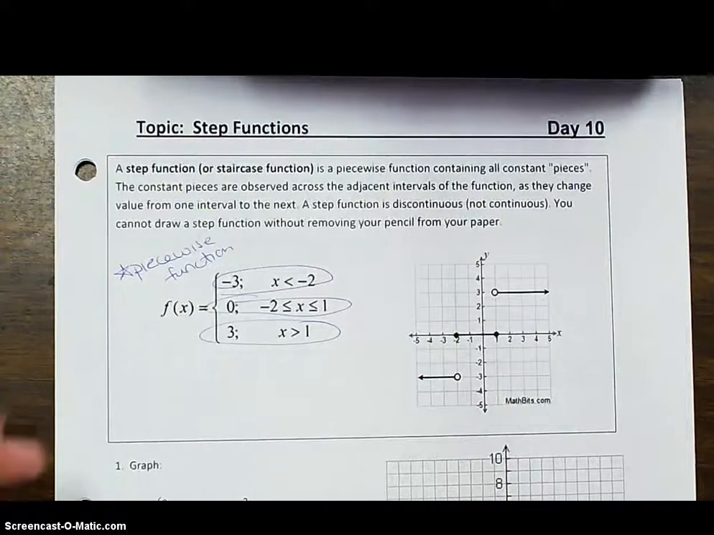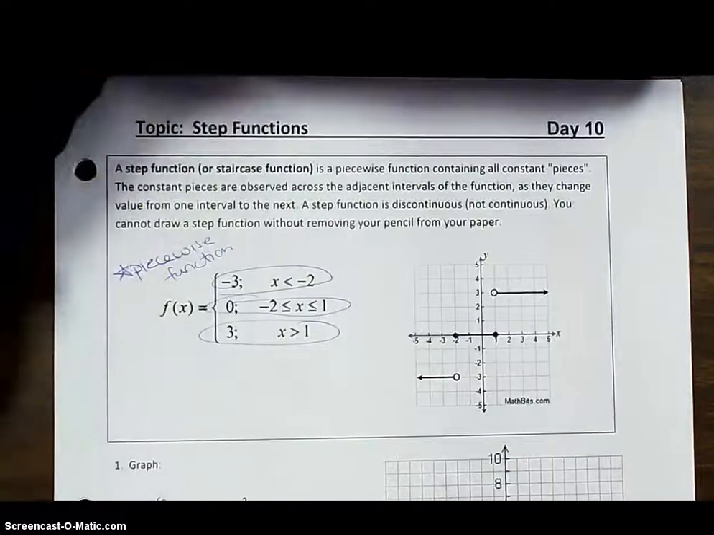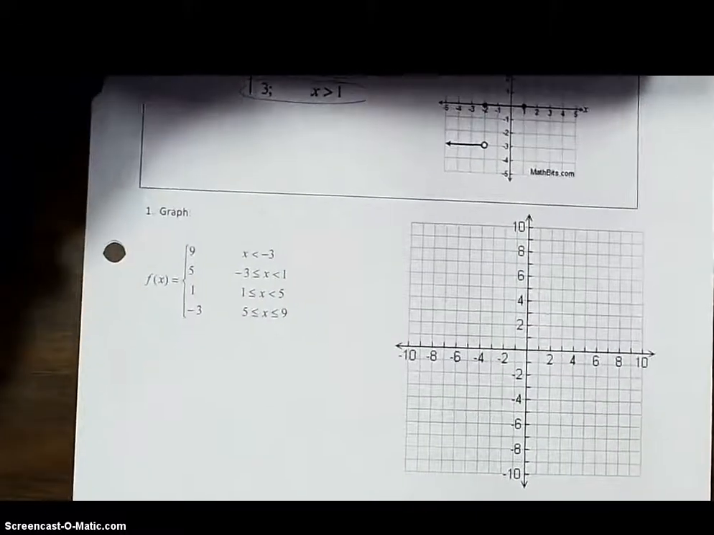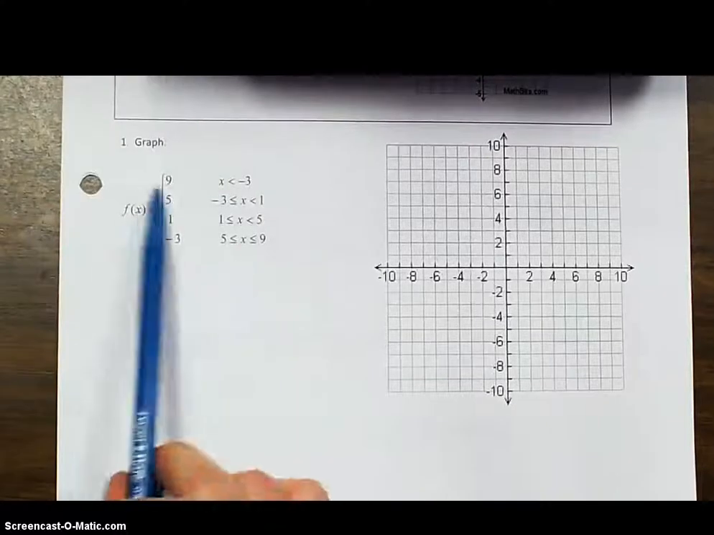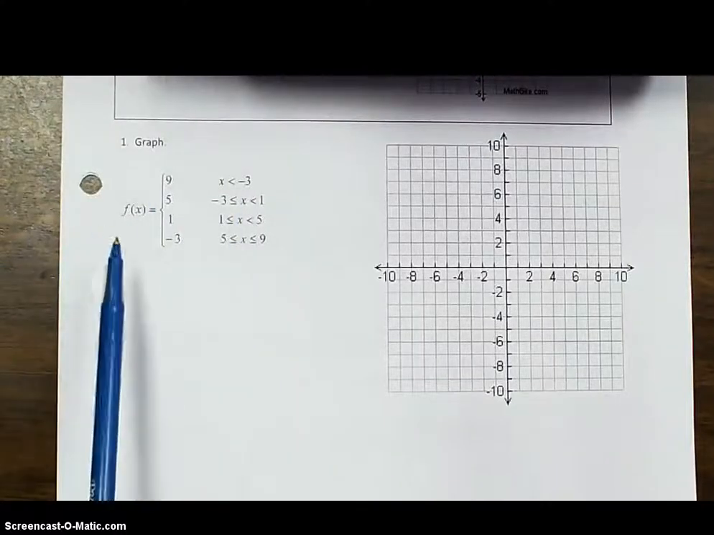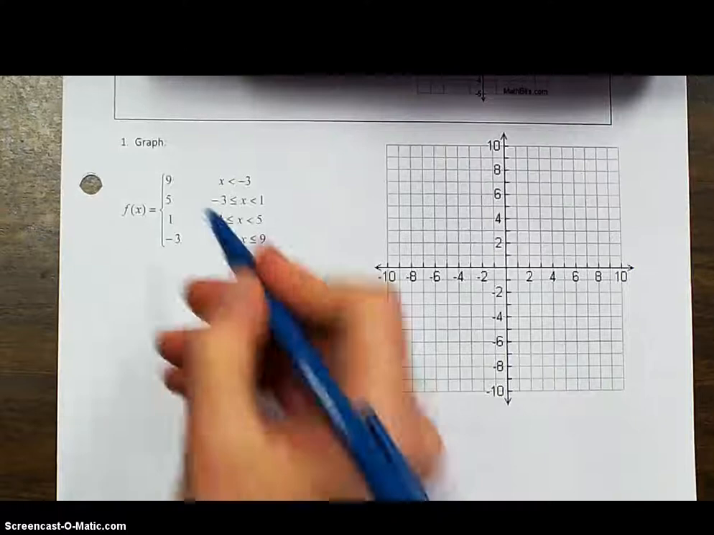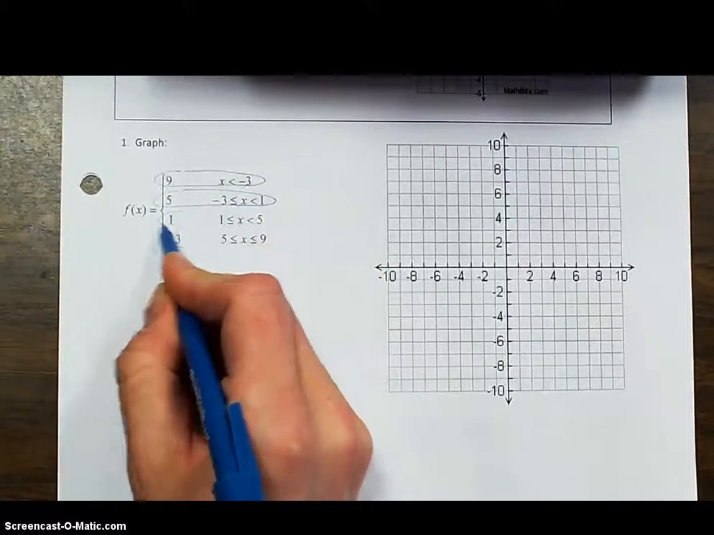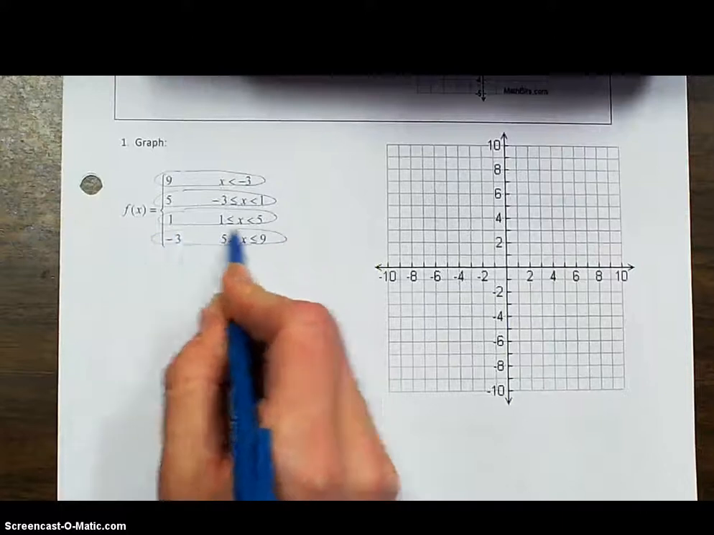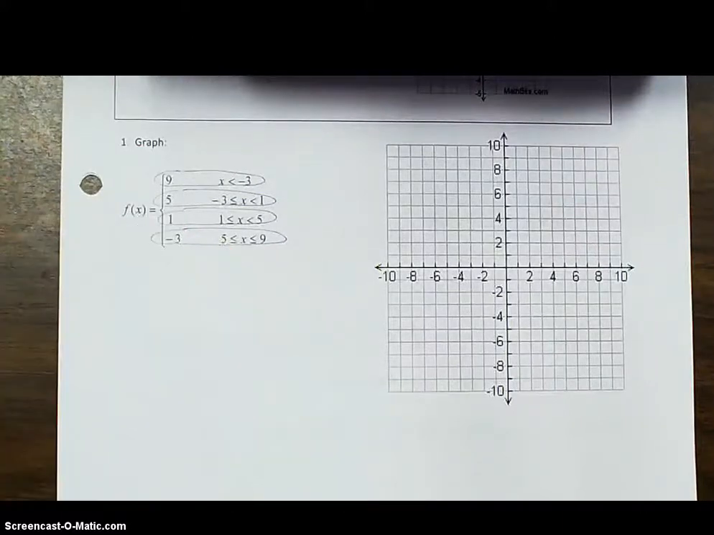All right, so let's go ahead and take a look at our first step function that we're going to create. So here we go. We're going to create this step function, which is just a fancy piecewise function. So if we take a look, how many pieces do we have? 1, 2, 3, and 4. If there's 4 pieces, how many tables of values are we going to need? We're also going to need 4 tables of values. So to do this, we're going to go ahead and set up those tables of values.